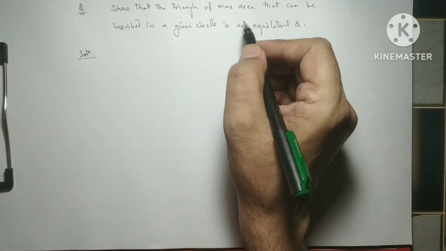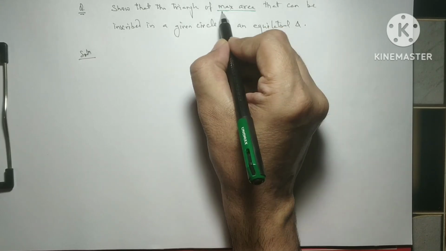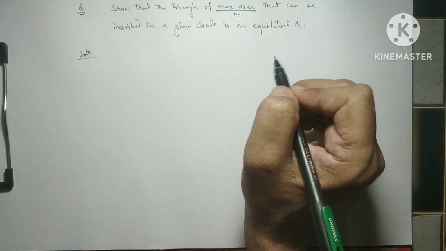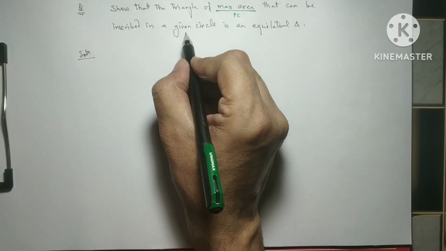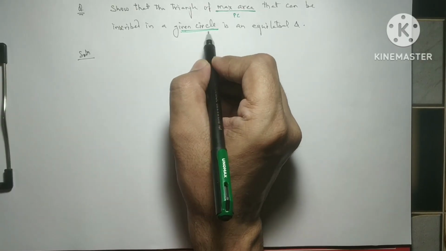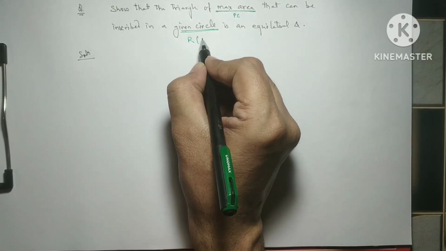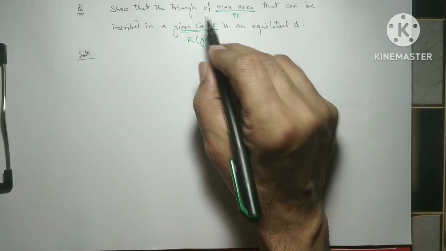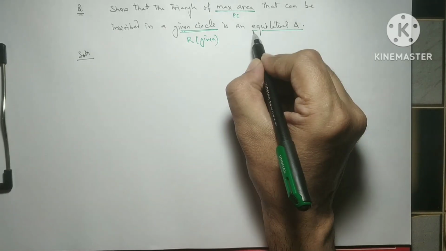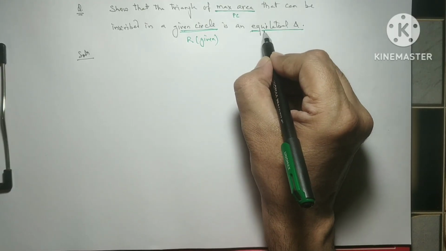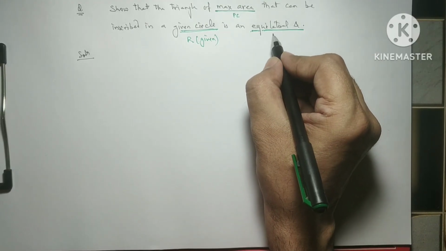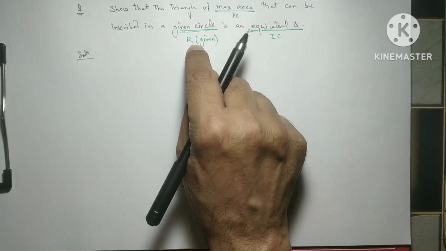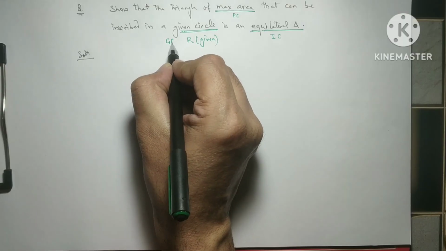You have a triangle of maximum area. Maximum area, it means area with superlative degree, so it is the proving condition. And this can be inscribed in a given circle. So given circle means radius is given, so it is the given condition. And this triangle will be an equilateral triangle, means each angle should be 60 degrees, so it is the intermediate condition.